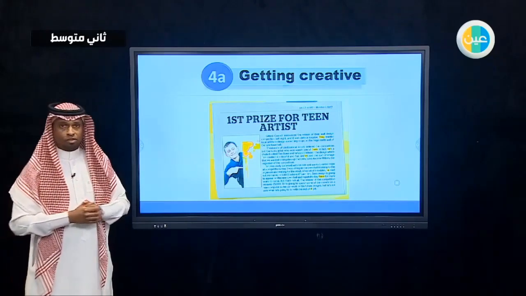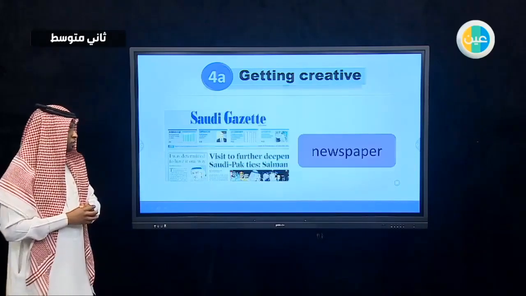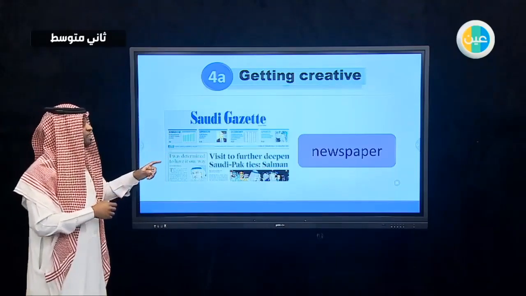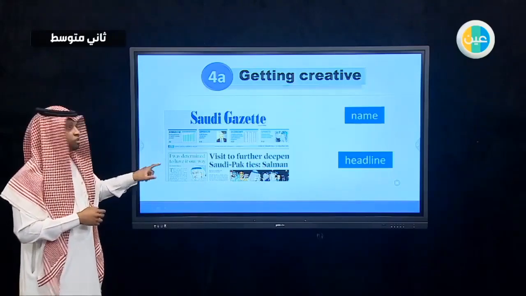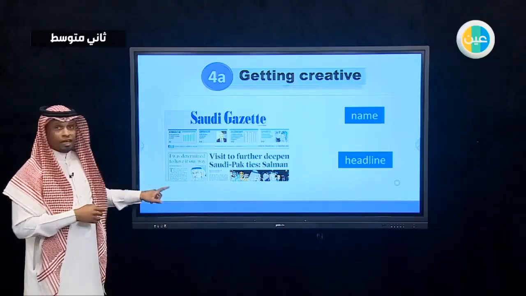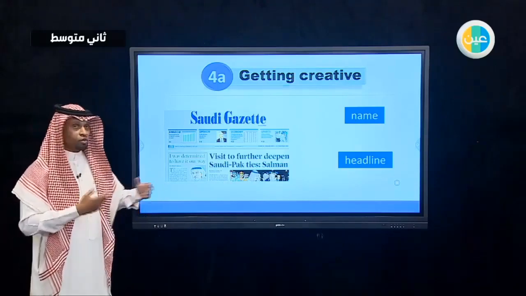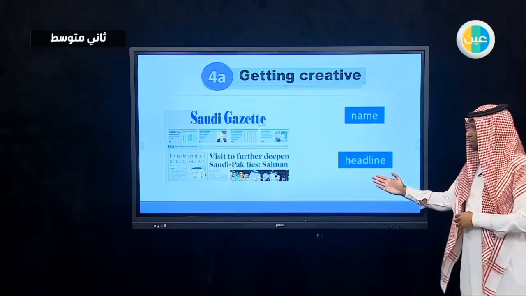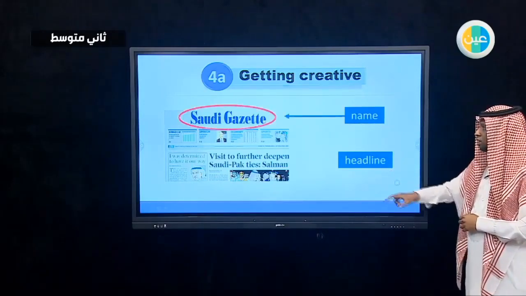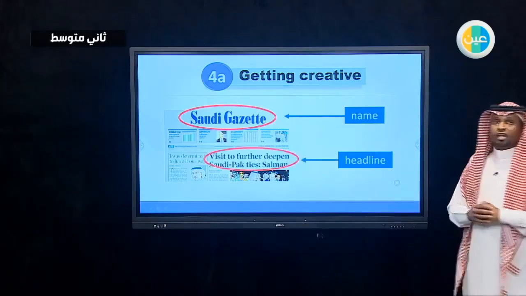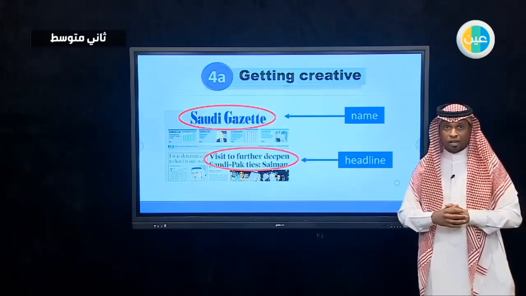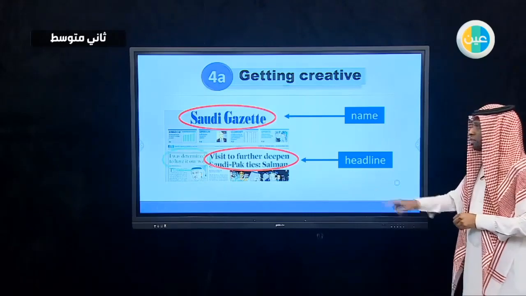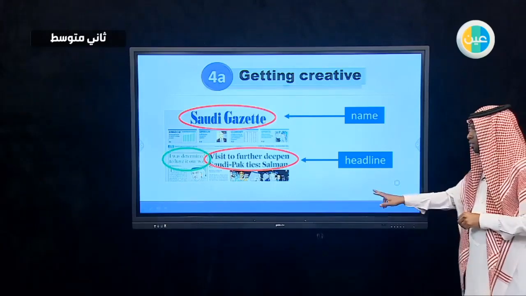Good. What do you think about this? This is a newspaper. This is an example of a newspaper. What is the name of this newspaper? Saudi Gazette. Good. And this newspaper has, as you can see here, a headline. This is the name and this is the headline. Do you think there is another headline? Good. This is the other headline.